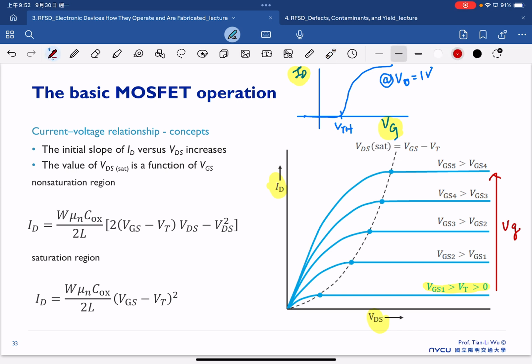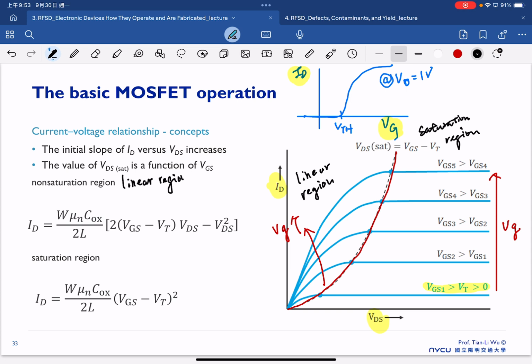But there's a turning point between the left region and the right region. Usually the left region is what we call the linear region, and the right region is what we call the saturation region. And also, not only is the current increased as the gate bias increases in the saturation region, but as well in the linear region. So sometimes people call this a non-saturation region, but linear region is the term more often used in the literature. That's generally what we call a linear region.